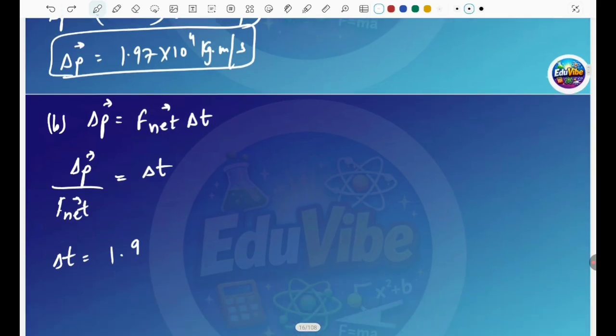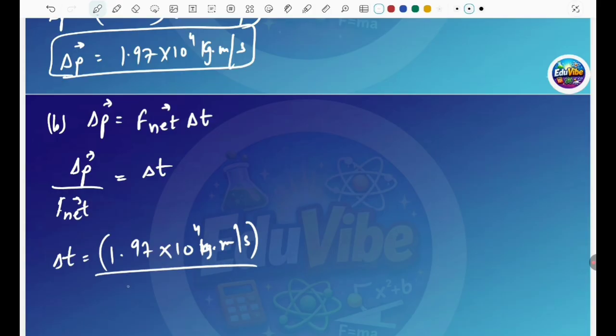So momentum is 1.97. Make sure you use the non-rounded value when you calculate this, 4 kg·m/s. Divide this by the net force. So net force is 1.20 kilonewtons.